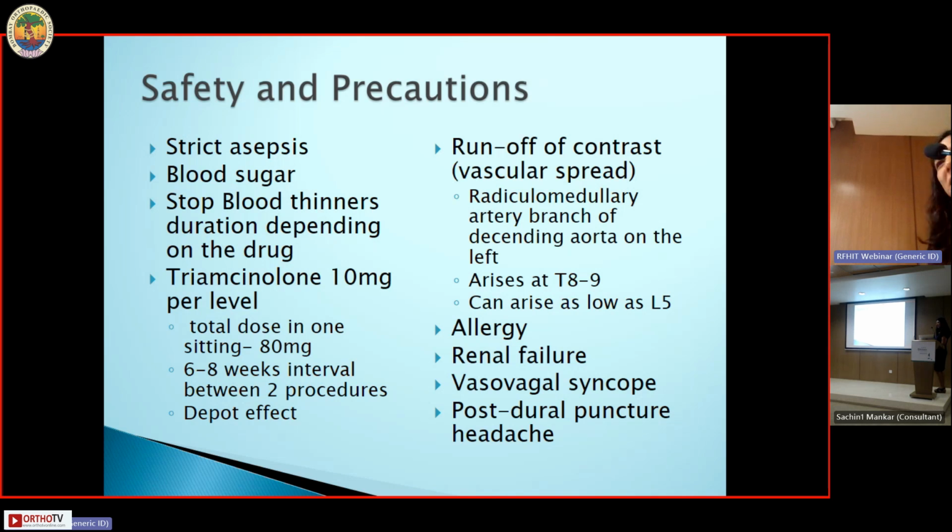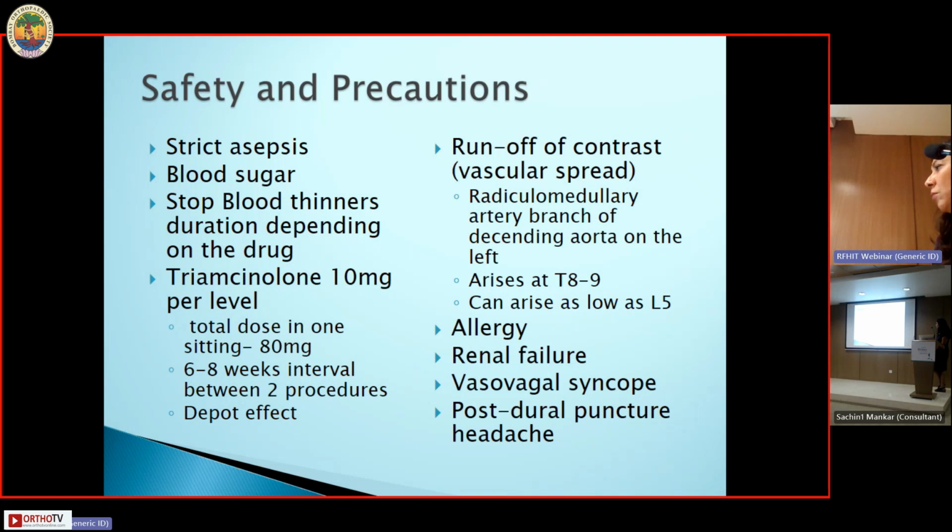When you see runoff of contrast, you should worry about it, and you should do continuous live fluoroscopy imaging at that time, so that you are avoiding the radiculomedullary artery, that is the artery of Adamkiewicz. Usually it arises at T8 to T9, but it can be as low as L5. Just make sure that the patient doesn't have any allergy, especially to the contrast. In renal failure patients where the creatinine is high, be careful when giving contrast. Although we use a very small amount of contrast, just 1 to 2 ml, you can go lower with them.